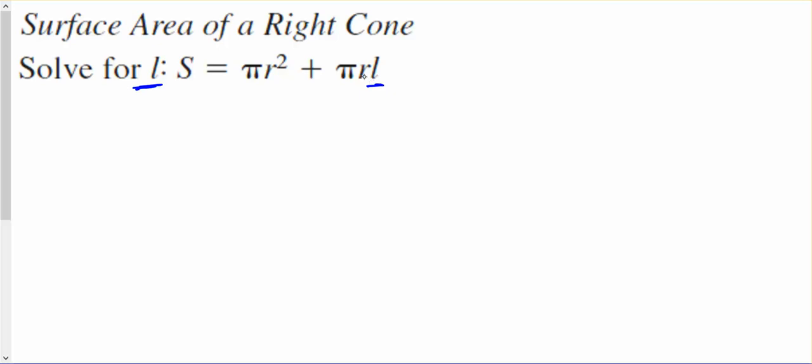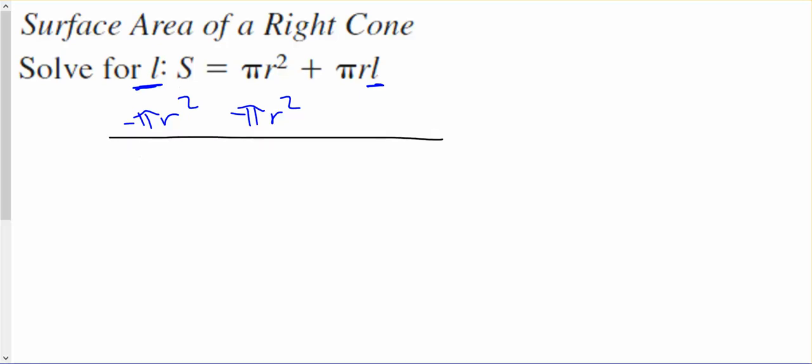L is being multiplied by r and by pi. It's also, we can see that it's being added with pi and by r squared. So we're going to work our way backwards through the order of operations. So we're going to subtract the pi and the r squared from both sides. Subtract pi r squared from both sides.